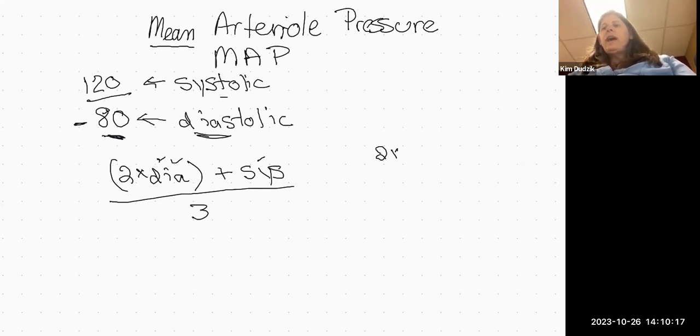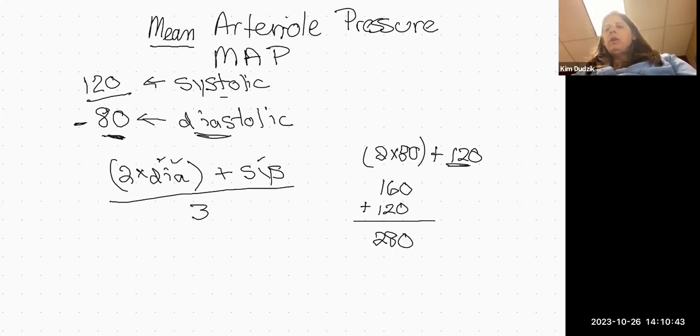So let's work with that first. I'm not going to worry about the divided by 3 yet. So 2 times 80 is 160. Okay, plus, I'm going to put it down here, 120. Here's my 120. And now I have 280. 0 plus 0 is 0. 6 plus 2 is 8. 1 plus 1 is 2. So 280, but now I have to divide that by 3.